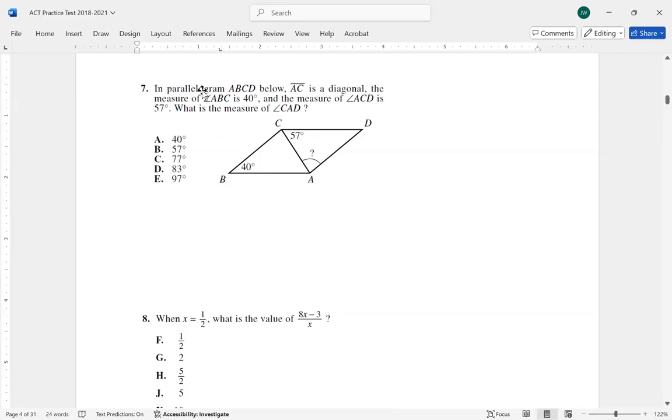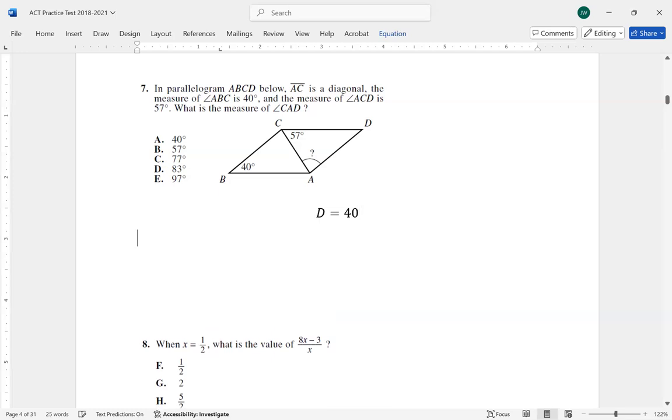Because it is a parallelogram, BC and AD are parallel, and CD and BA are also parallel. I said equal before, but I meant parallel. So BC, AD are parallel. BA, CD are parallel. That means the angle at D is going to have to be the same as the angle at B. So D also has to be 40 degrees.